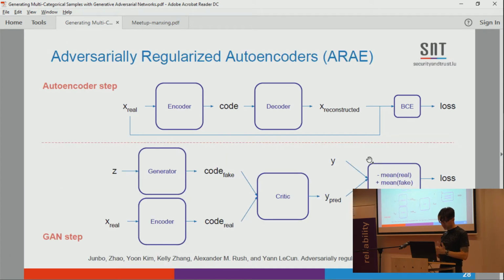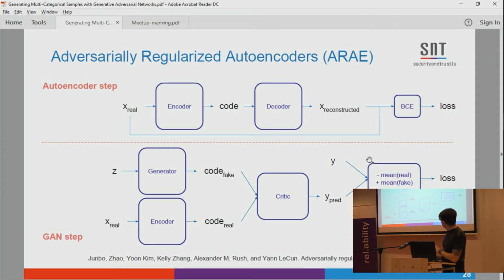This one is pretty similar, but it alternates between steps. It doesn't have two separate training steps. In this case, the autoencoder is trained with the GAN at the same time, but the one that's used is the encoder. They take the real data, encode it, and then the discriminator needs to distinguish between real and fake codes. So the discriminator works with continuous samples. It doesn't work with discrete samples anymore.